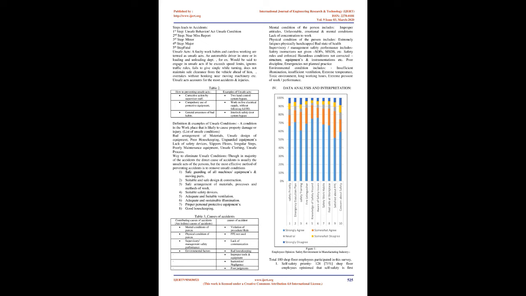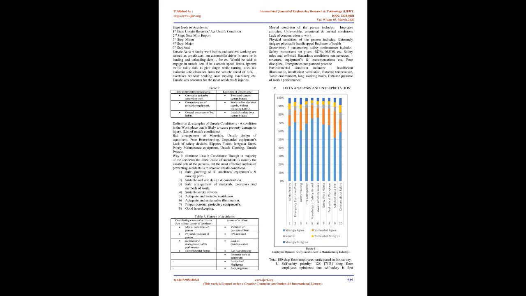Definition and examples of unsafe conditions. A condition in the workplace that is likely to cause property damage or injury. List of unsafe conditions: bad arrangement of materials, unsafe design of equipment, poor housekeeping, unguarded equipment, lack of safety devices, slippery floors, irregular steps, poorly maintained equipment, unsafe clothing, unsafe process.